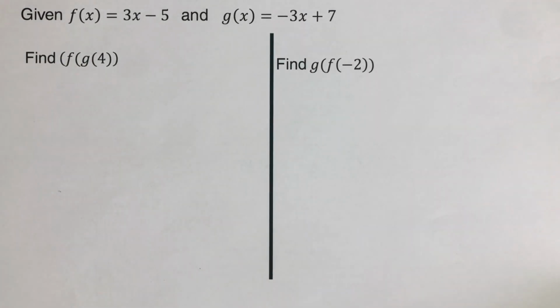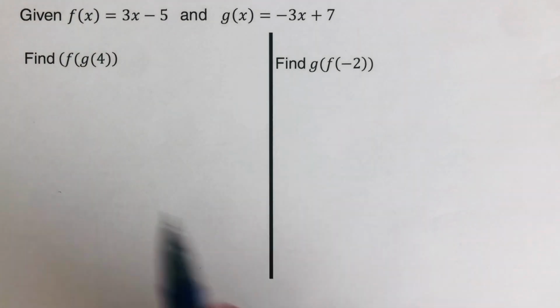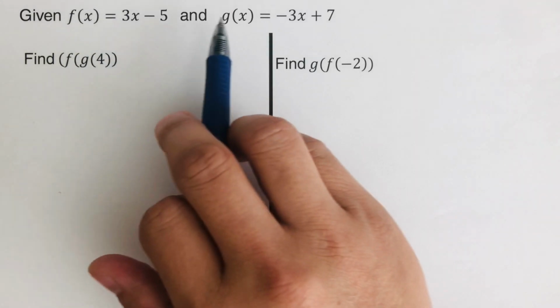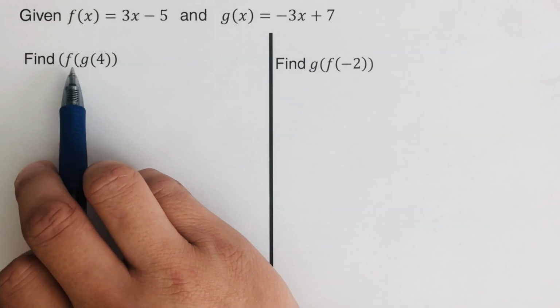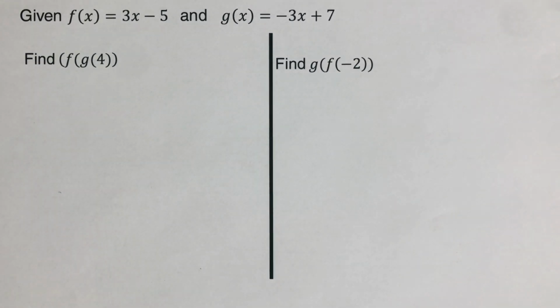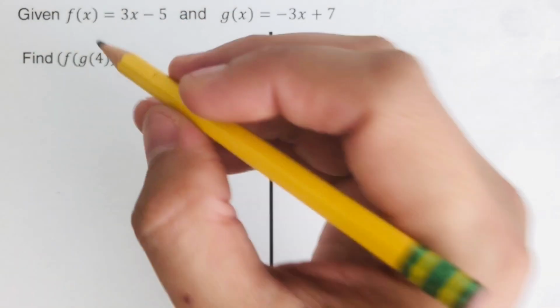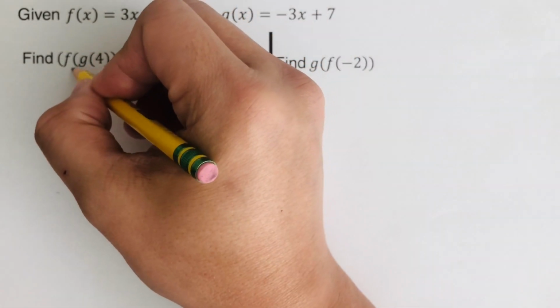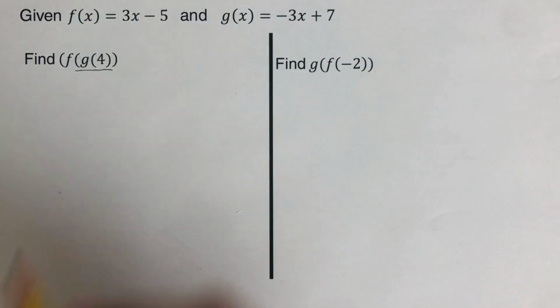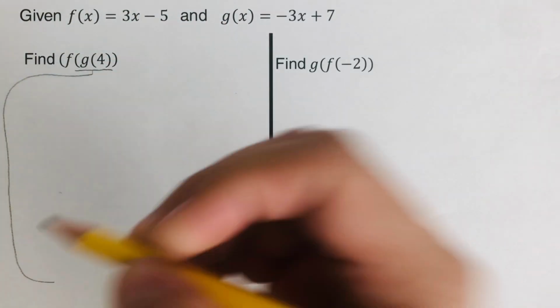In this example, we will be evaluating a composite function. We are given two functions here, f of x and g of x, and we are supposed to find f of g of 4. In order to evaluate this, the first thing we're going to do is determine what g of 4 is. So I'm going to show the work down here for g of 4.